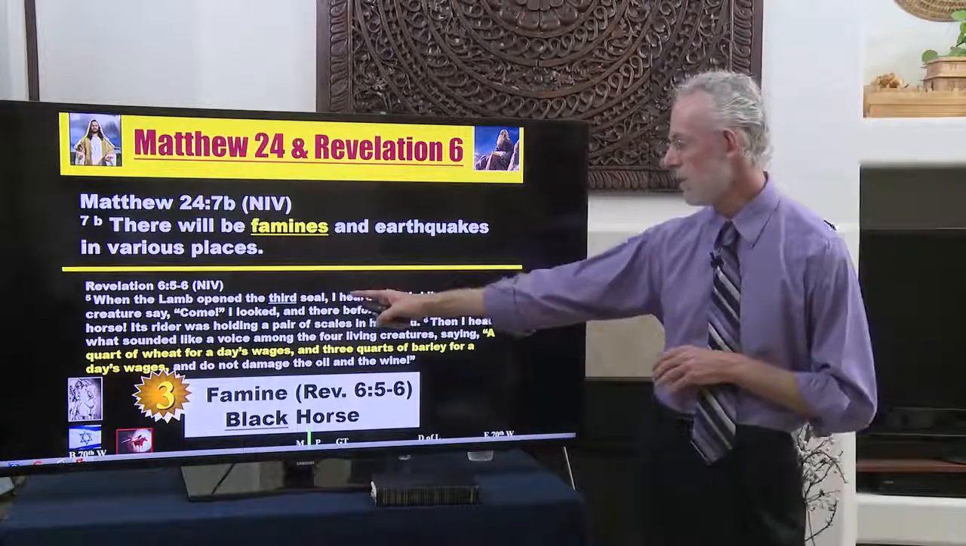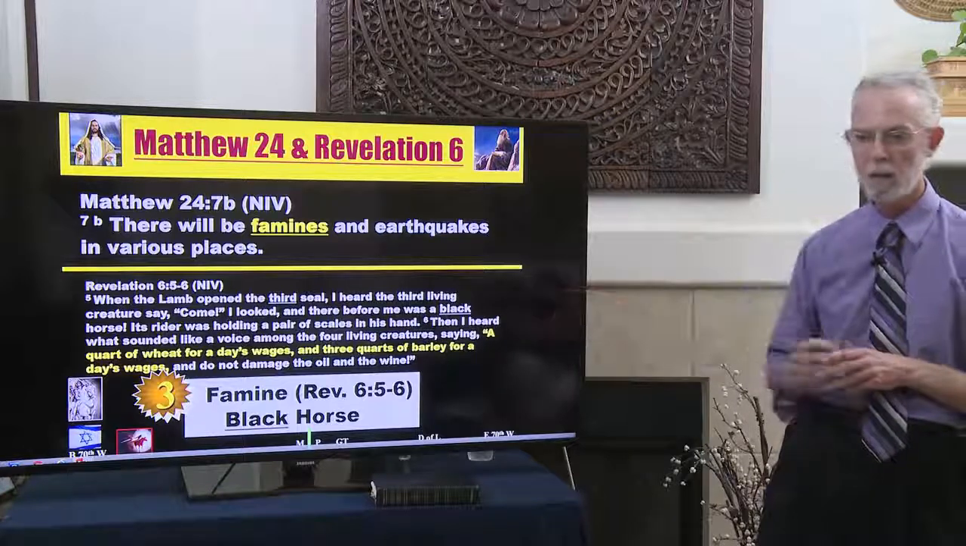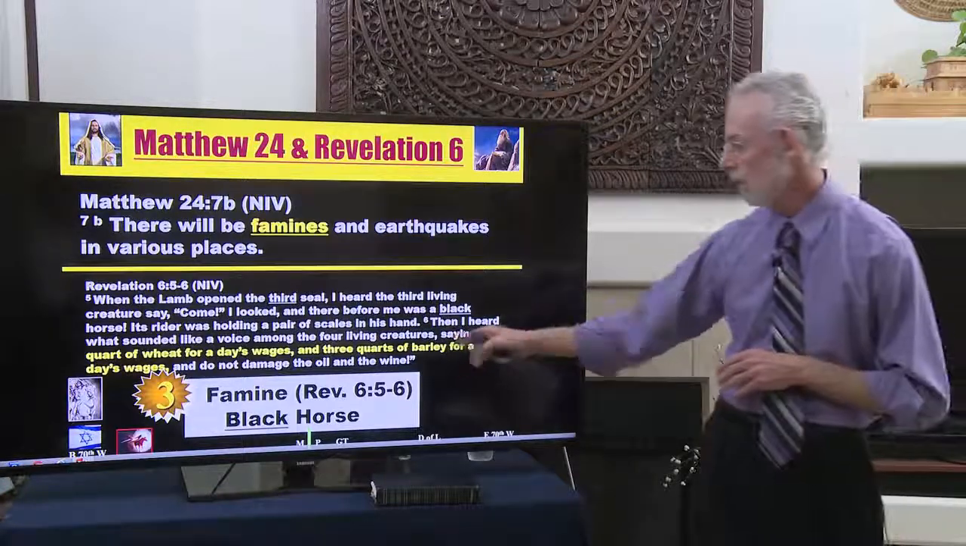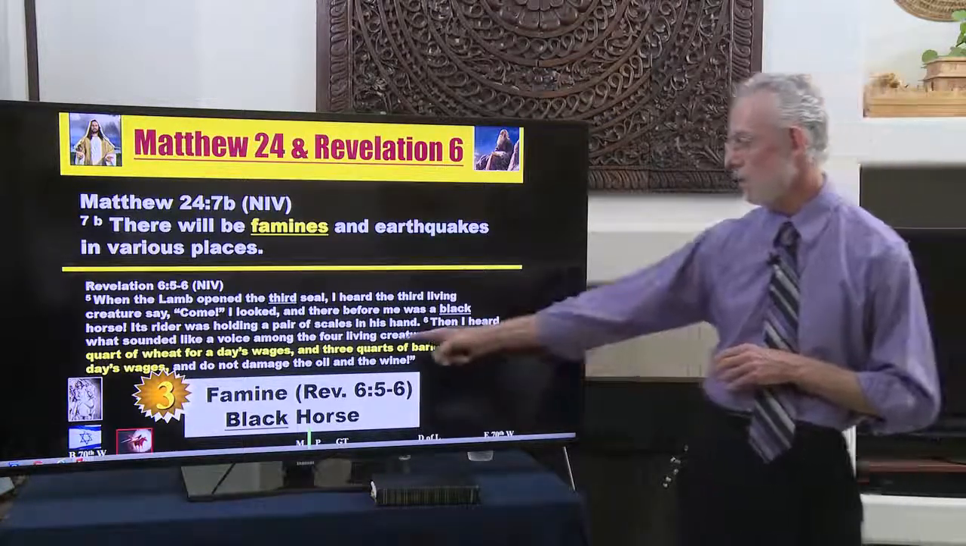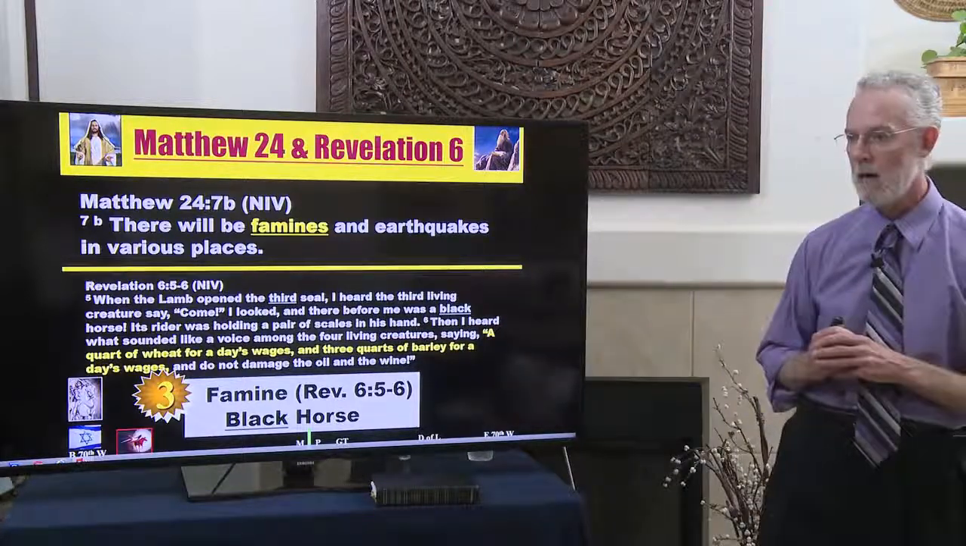When Jesus opens the third seal, John said, the third living creature said, come. He saw a black horse. The rider was holding a pair of scales in his hand. I heard what sounded like a voice among the four living creatures saying, a quart of wheat for a day's wages and three quarts of barley for a day's wages, and do not damage the oil and the wine.